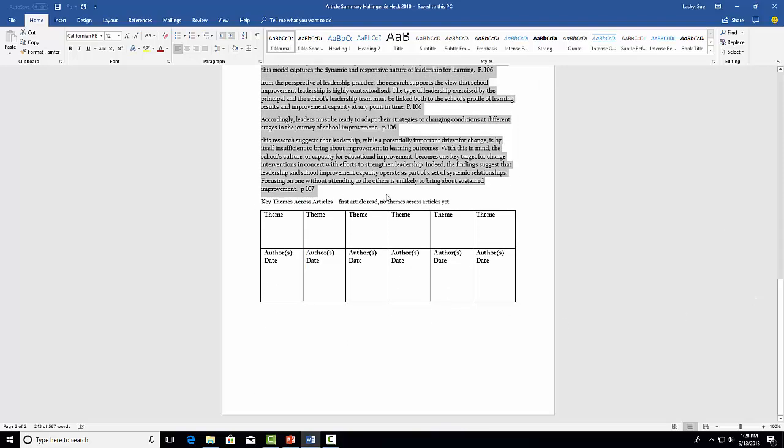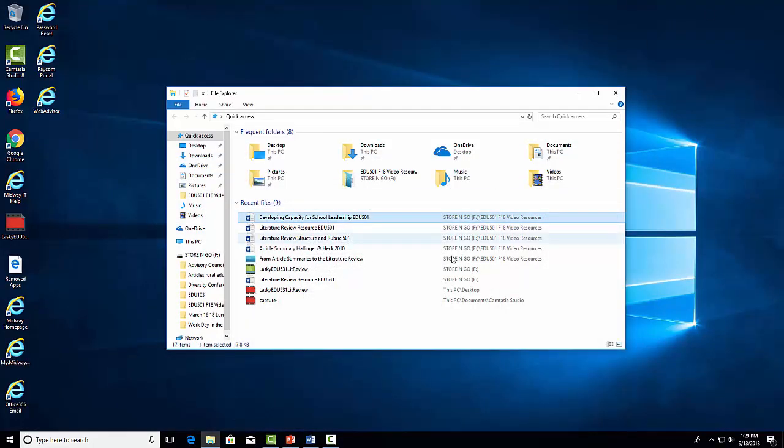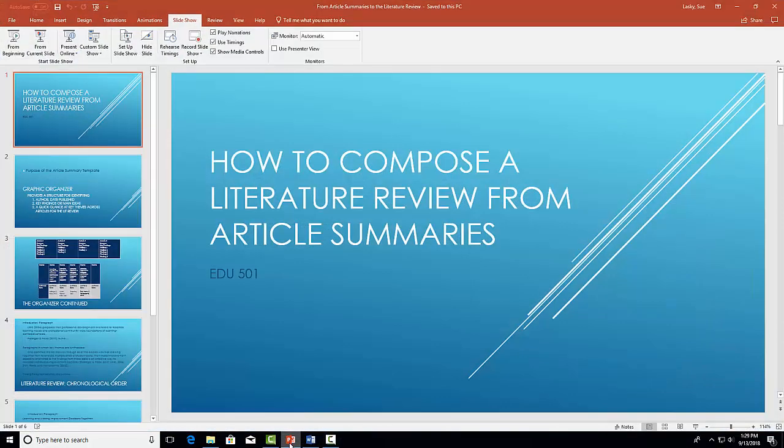Because this was the first article I read, there are no themes yet. The only way you begin seeing the themes is when you read your 2nd, 3rd, and 4th articles. So if we come to the PowerPoint now, on how to complete a lit review from your article summaries.